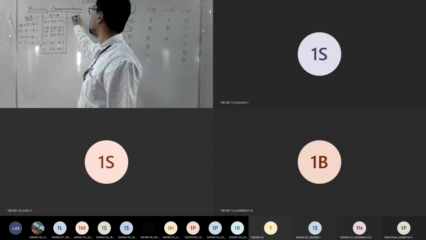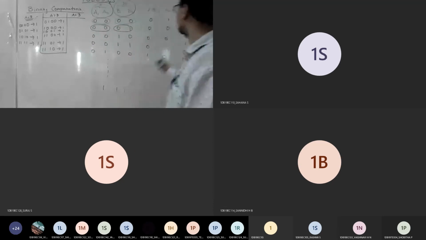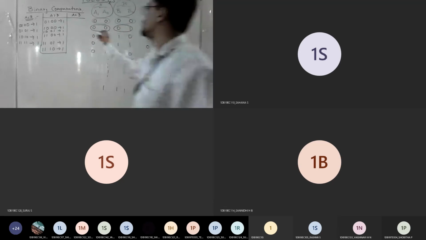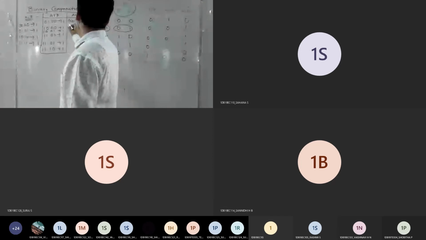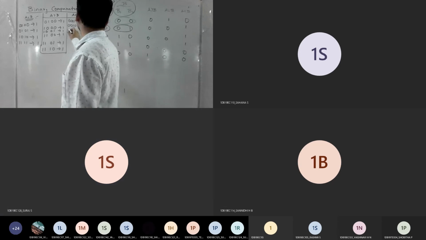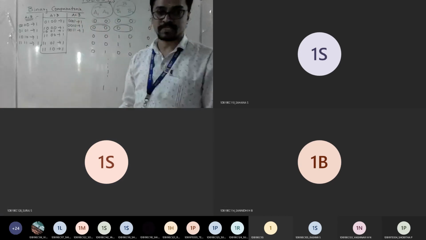Yeah. What about A less than B now? A less than B, I think I wrote 0 0 0 1 is 1. Then 0 0 1 0 is also 1. 0 0 1 1 is also 1. After these 3, next combination.